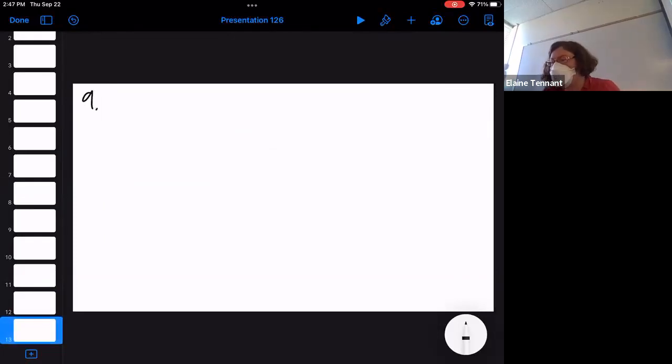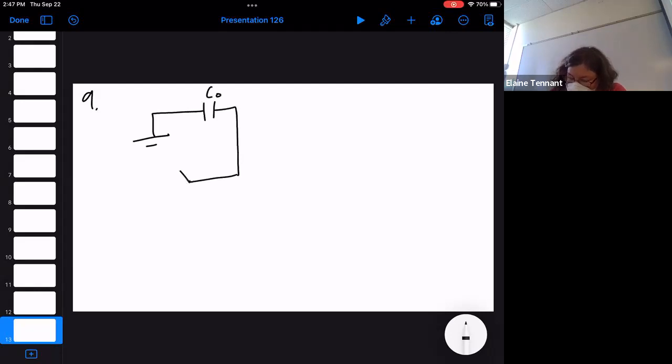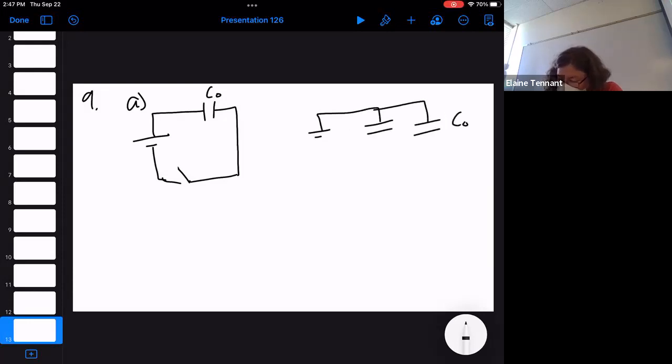Okay, number 9. We have 4 different circuits where we have hooked up a battery to a capacitor. We put a switch in here just so we can say whether it's turned off or turned on. That's the first configuration. I'm going to put an A by it. Then we have the second configuration, same battery, but now we have 2 capacitors. Each one has the same capacitance as the capacitor in the first situation. So all of these are identical capacitors.